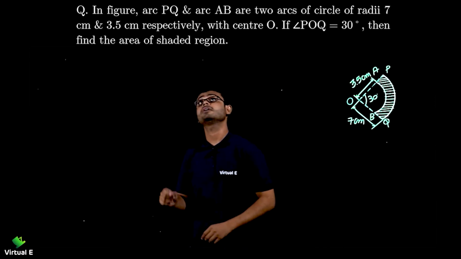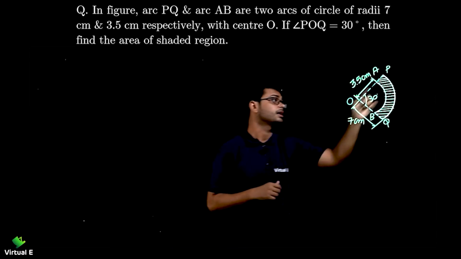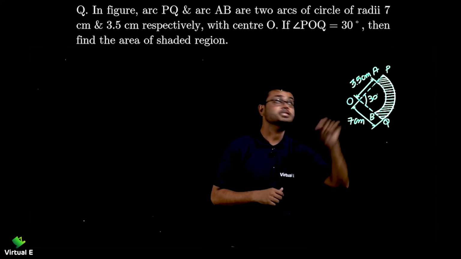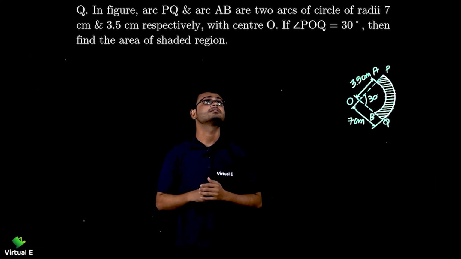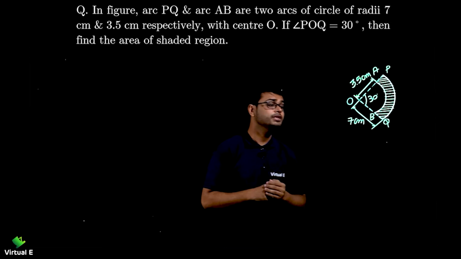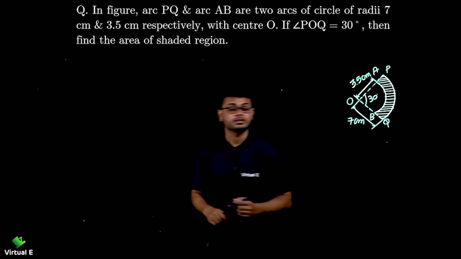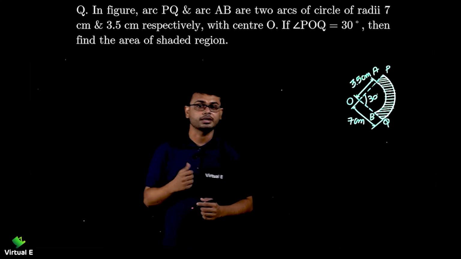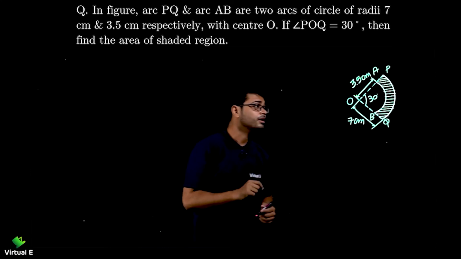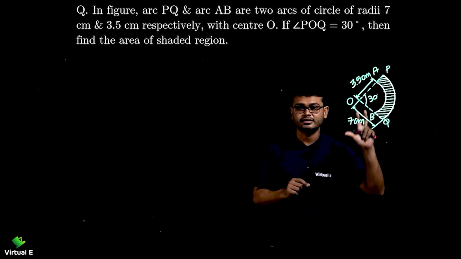Now, if angle POQ is 30 degrees, we have labeled that, then find the area of the shaded region. So we need to find the area of the shaded region. Now we must be thinking how to do that. Before we move on, remember this is only a sector, right?